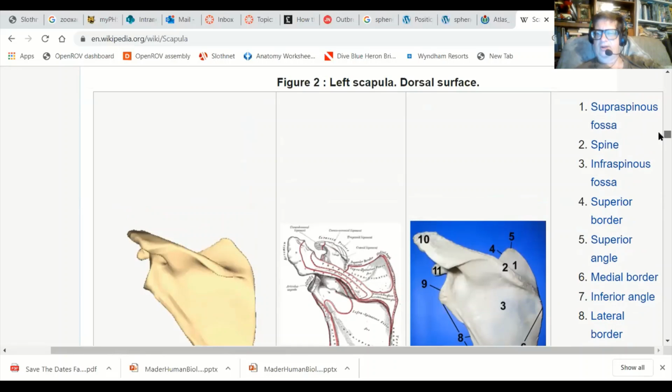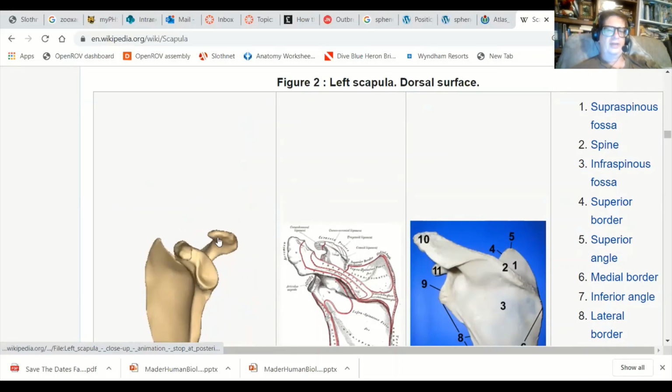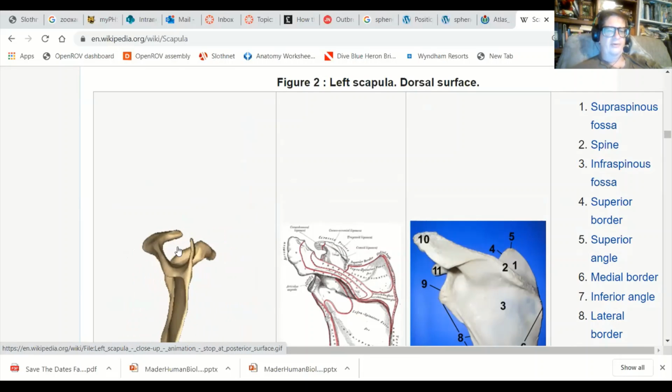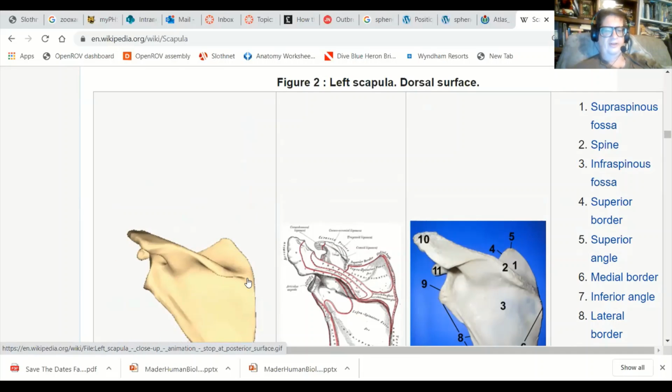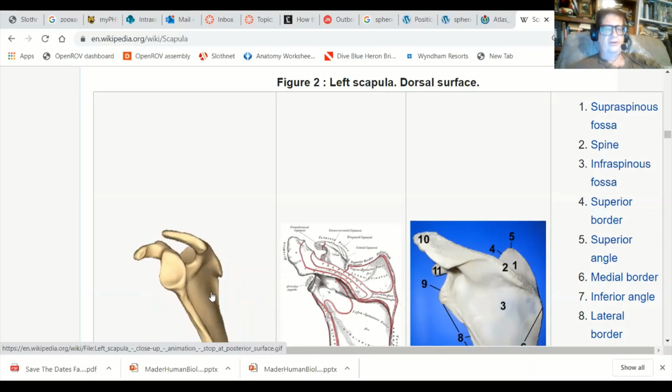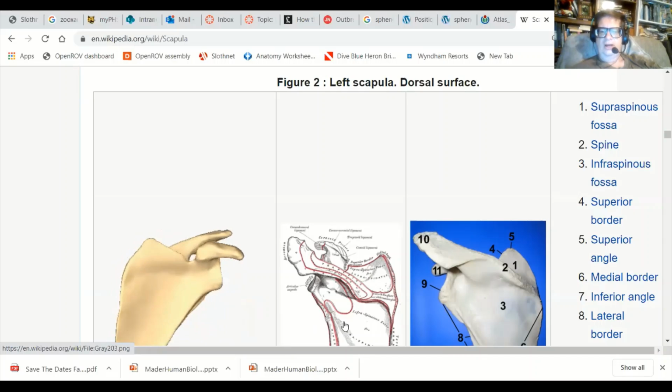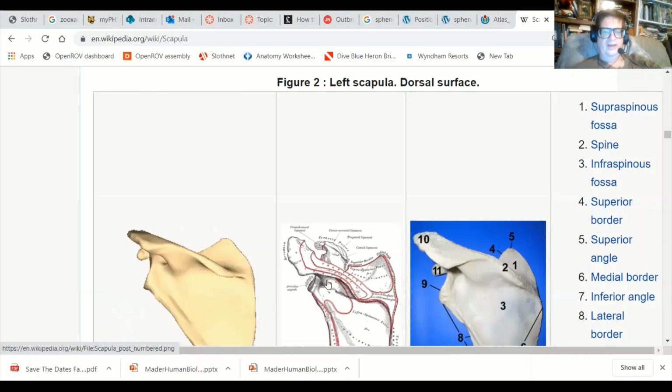Let's see, where do we have it? Yeah, so supraspinous fossa. Fossa just means a location, okay? So this area right here above the spine, supraspinous. This area below the spine, that's going to be infraspinous. This surface right here, where the head of the humerus articulates, that's your glenoid fossa right there. This point right here, that's going to be at the top, so superior. So that's going to be your superior angle.